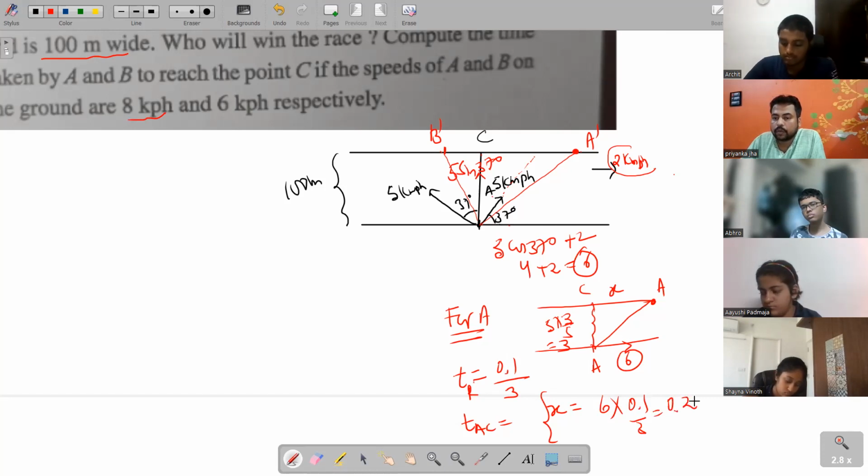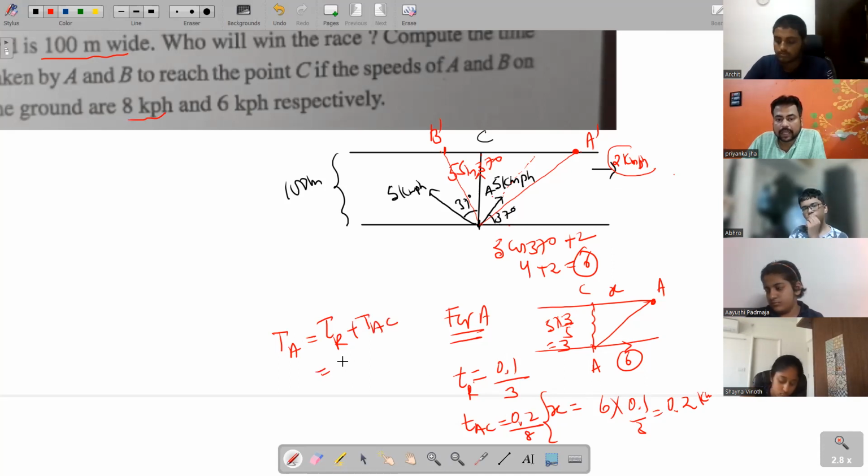So this is 0.2 kilometer. So time taken to come from A to C is distance upon 8 kilometer per hour. So total time taken by A is time to cross the river plus time to come from A to C. That is 0.1 by 3 plus 0.2 by 8. So this is the total number of hours, because we have speed in kilometer per hour.